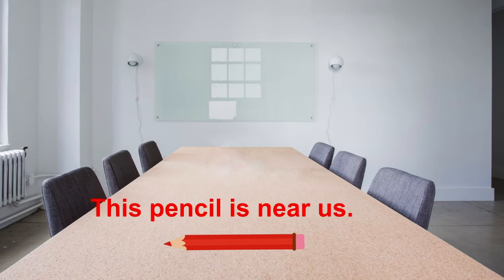What is this? A desk or a big table. Very good. What is this? Chair. We got a table and some chairs. What is this? A pencil. This pencil is near us. This pencil is near us.